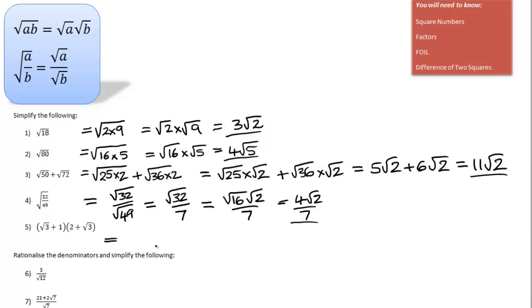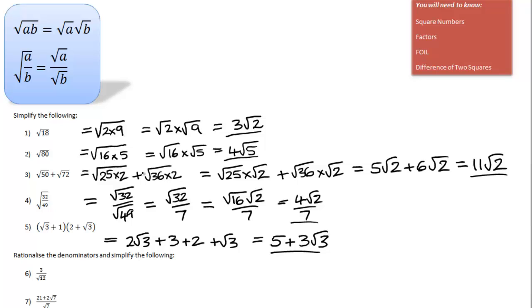Number 5, this is where we need the FOIL mnemonic, because we're multiplying out a pair of brackets. So the F stands for multiplying the first term in each bracket, so we get 2 lots of root 3. O is the outside term of each bracket, root 3 multiplied by root 3. Well, root 3 multiplied by root 3 is 3. The inner terms, 1 multiplied by 2 is 2. And the last term is the 1 multiplied by the root 3, so plus root 3. Those are your 4 terms. We have a rational part, 5, plus the surd part: 2 root 3 plus another root 3 is 3 root 3.